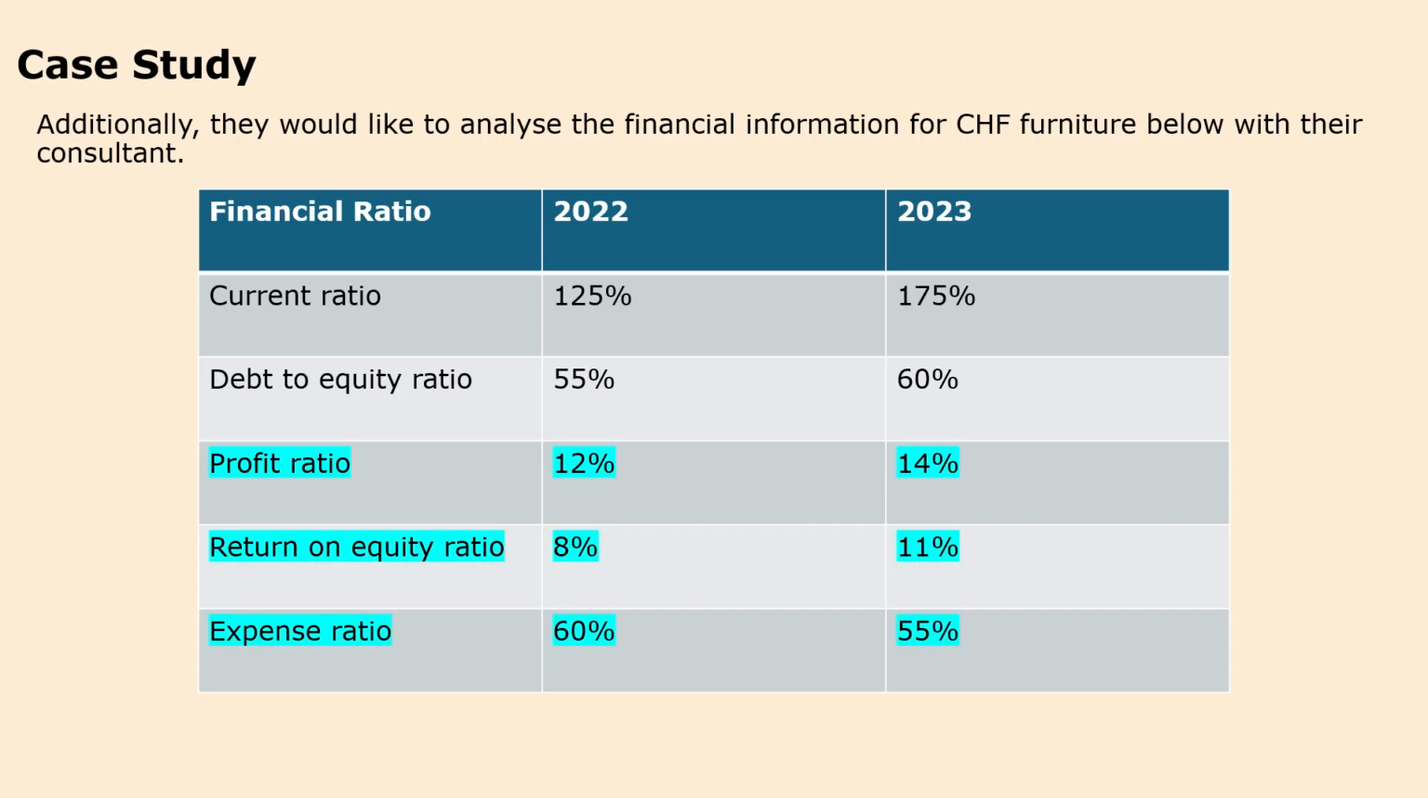Okay, so yes, profitability was the only thing that needed to be commented on, and the bottom 3 were the 3 profitability ratios that needed to be referenced in the answer.